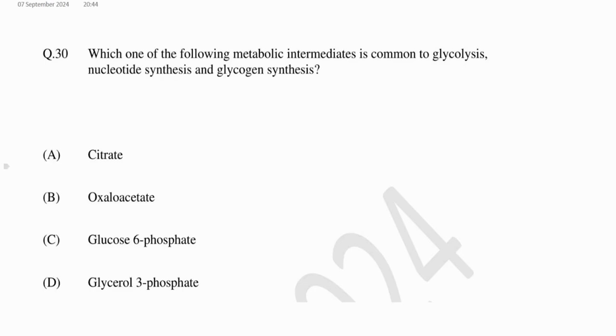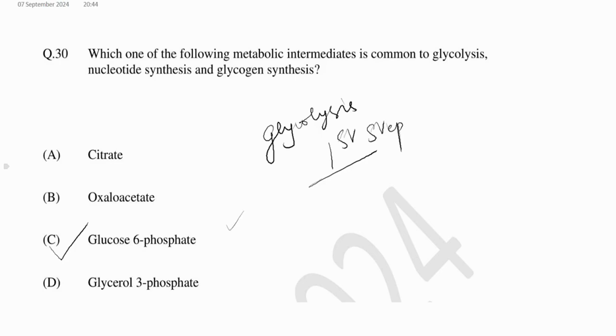Which one of the following metabolic intermediates is common to glycolysis, nucleotide synthesis, and glycogen synthesis? The option is C. This is a pretty easy question because we all know the basic biochemistry pathways that we study, that we have in our curriculum. And if you look at glycolysis, the first step is conversion of glucose to glucose 6-phosphate. So glucose 6-phosphate is involved in glycolysis.